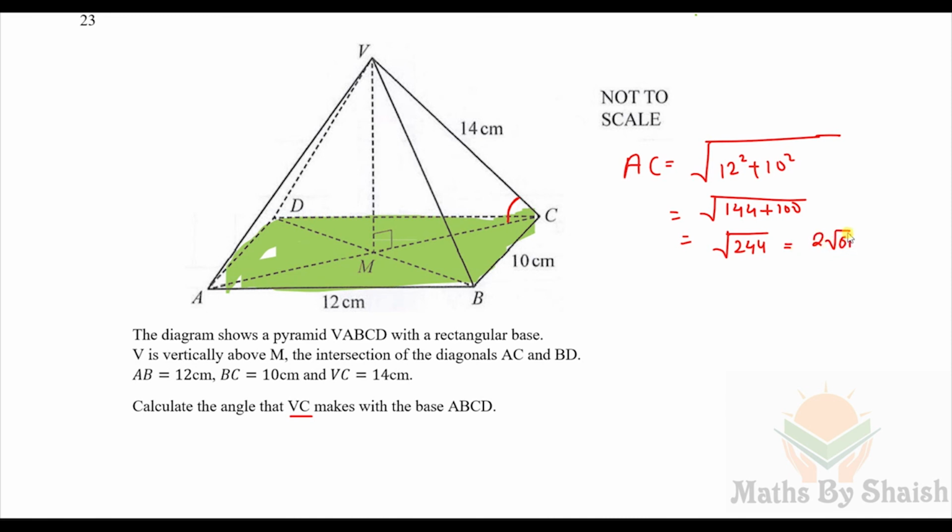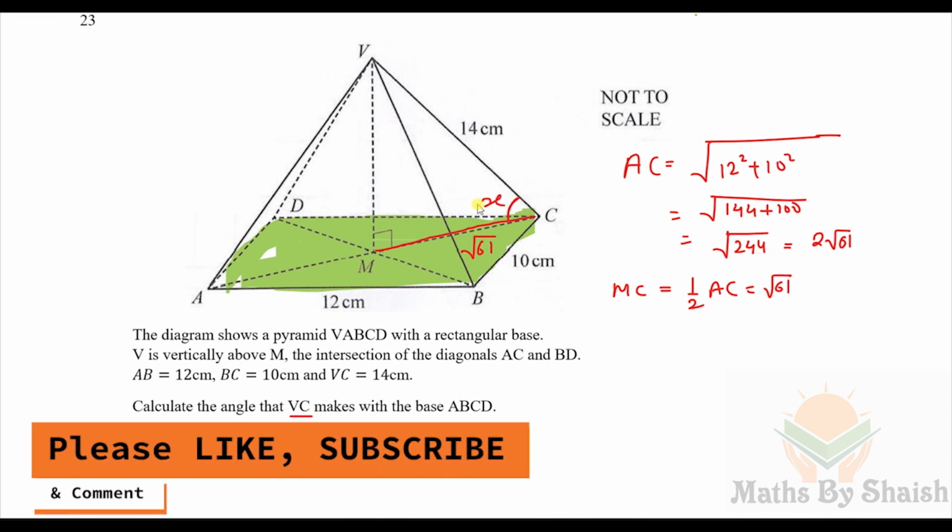And MC, we can see this is half of it, because the diagonals of a rectangle bisect each other. So MC is going to be half of AC, meaning root 61. So this length is root 61. Now let's take this angle as x. The angle between VC and the plane is x. So corresponding to x, we have the adjacent and the hypotenuse.